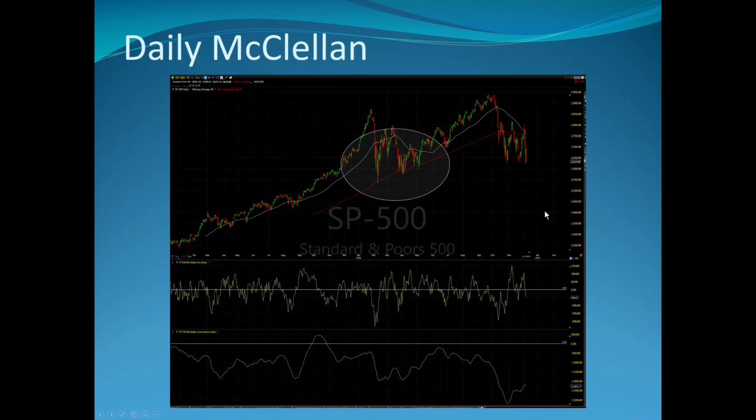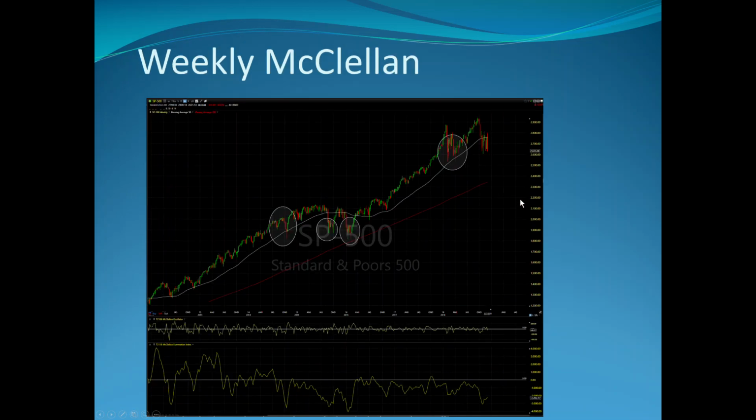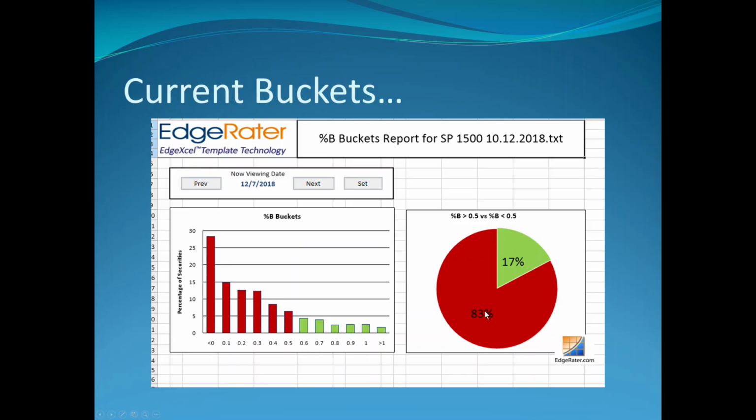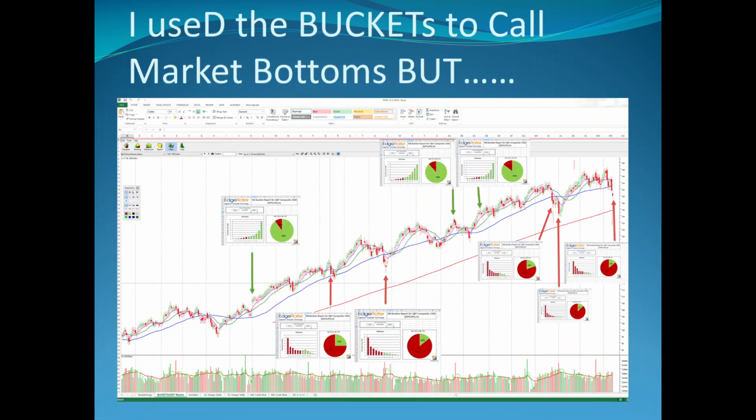The daily McClellan, I guess, is this a positive divergence where the summation index has moved up despite the market moving down, as well as on the weekly. Maybe, we'll have to see. Current buckets, 83% of the stocks are below the midline in the S&P 1500. You can see nearly 30% of the stocks in the S&P 1500 are below their lower Bollinger Band. Yes, we are getting near a point that markets like to rebound.